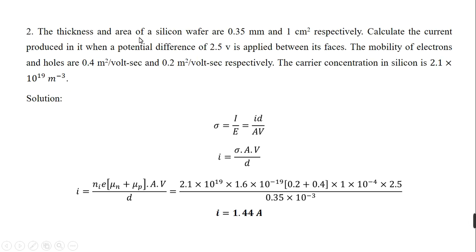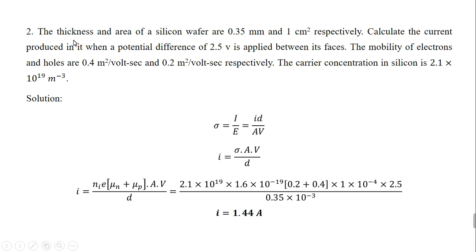The thickness and area of silicon wafer are 0.35 millimeter and 1 centimeter squared respectively. Okay, calculate the current produced in it when potential difference of 2.0 volts is applied between its faces. The mobility of electrons and holes are 0.4 meter square per volt second and 0.2 meter square per volt second respectively. The carrier concentration in silicon is 2.1 into 10 raised to 19 per meter cube.